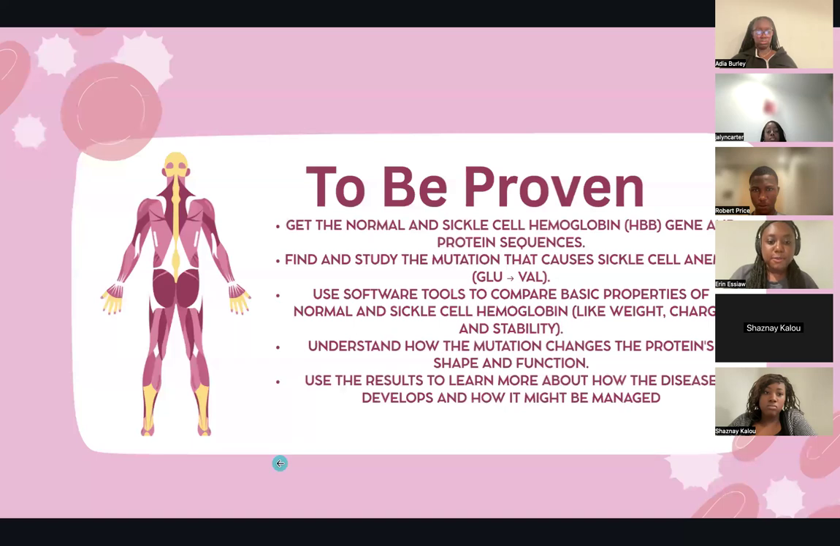So, to be proven is to perform biocomputational analysis of sickle cell anemia in order to characterize the sequence and to determine its physiochemical characteristics in order to understand progression and management of the disease.